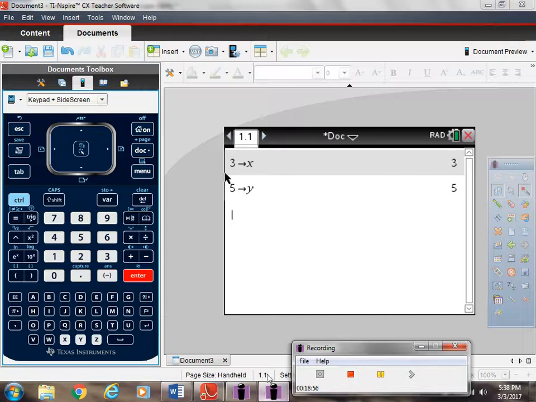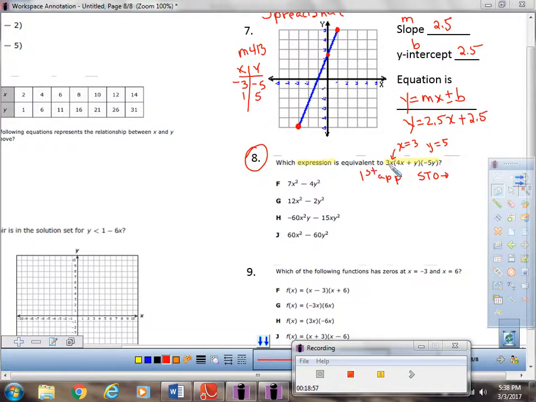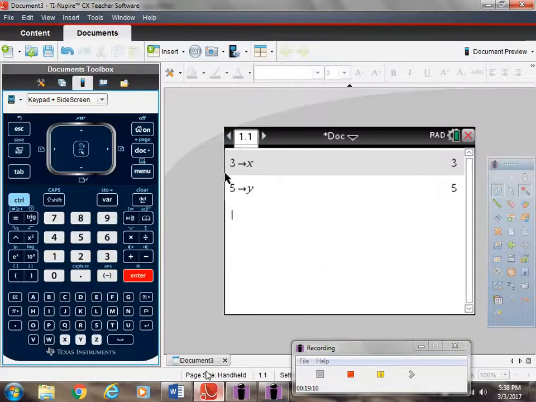So now what you're going to do is literally just basically type this expression in the calculator, and it's going to give you a number value. It's going to plug in a 3 for the X's and a 5 for the Y's, and it's going to do the math. So let's go ahead and type that in. It's 3x, and then in parentheses I got 4x plus y, okay, and then open parentheses, negative 5y.